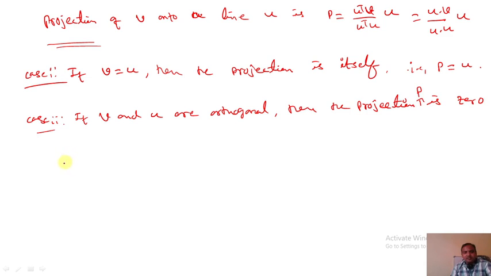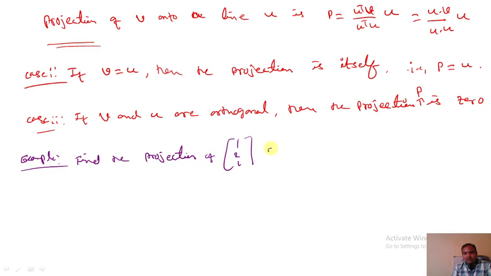Now this is an example. Suppose it's asking: find the projection of (1, 2, 1) onto (1, 1, 1, 1). Find the projection of this vector onto this vector. Now, how to write the solution?